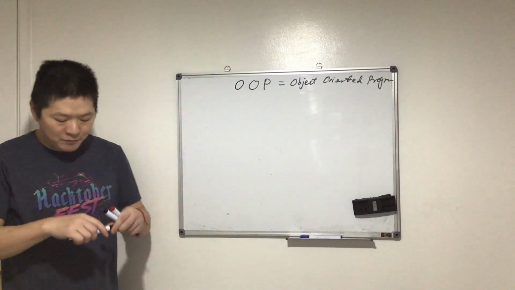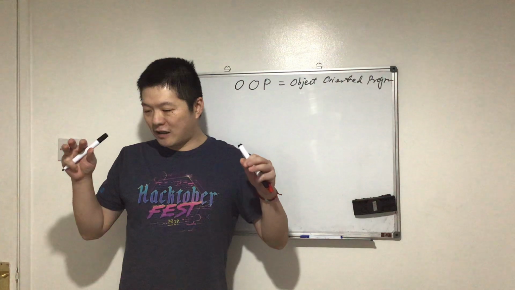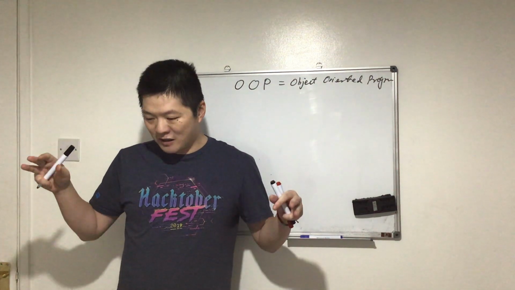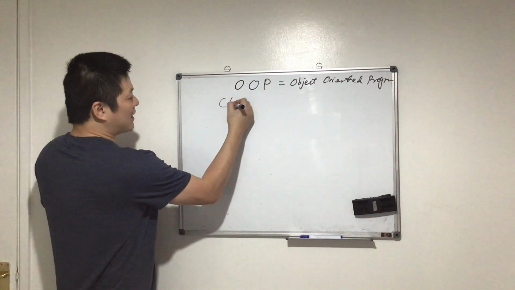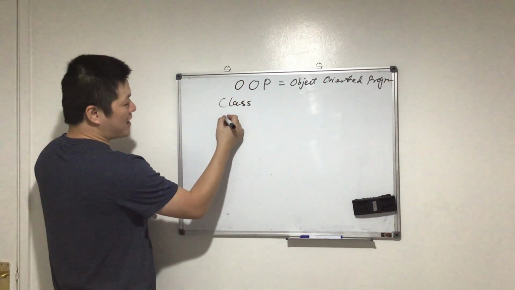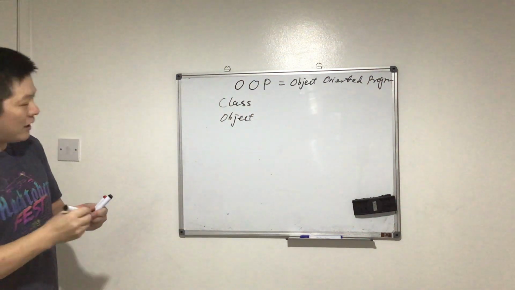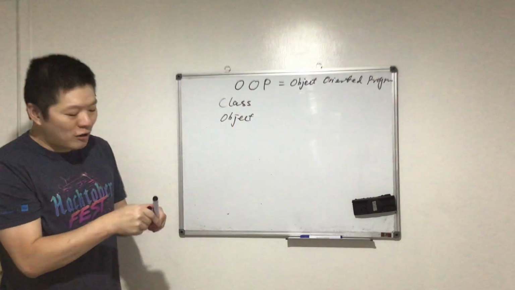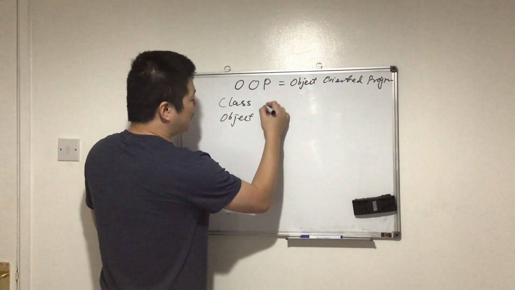Object-Oriented Programming, okay? So everything in the real world we can model as objects, class and objects, right? So there are two concepts. One is class, the other one is object. So class, we can call it an object template.